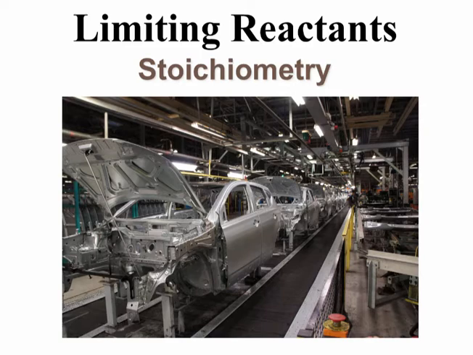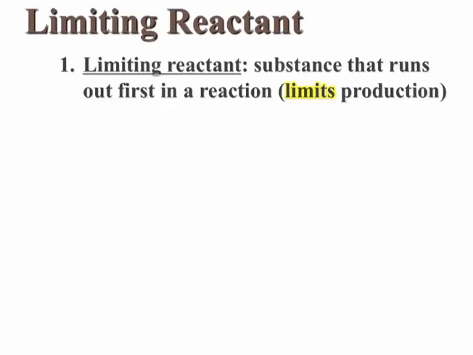But what do you think would happen if they ran out of engines at this plant? Obviously, production would stop. Well, chemical reactions are no different. When one of the required chemicals runs out, production also will stop. That chemical is called the limiting reactant.